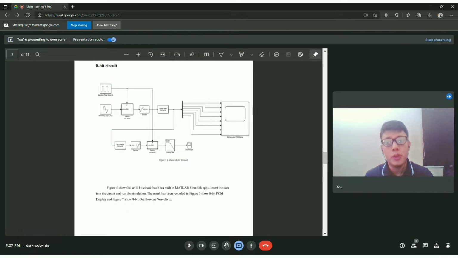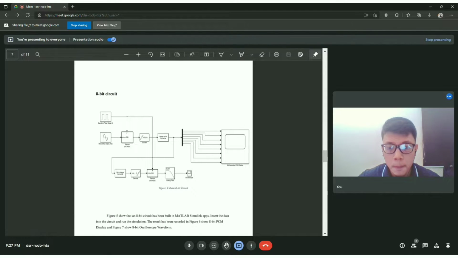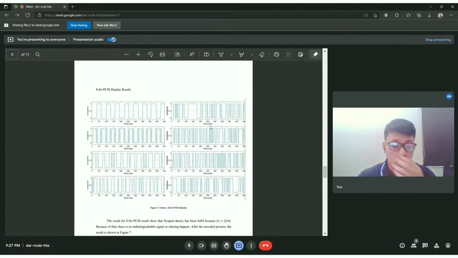For the next scenario, which is the 8-bit circuit, here is the circuit for the 8 bits. The only difference is in the PCM display, where I add 4 more because it is 8-bit. Other than that, there are no changes. This is the result of the digital signal after the encoding process. Yes, 8 signals because it is 8 bits. It is the same as before. There is no indistinguishable signal or aliasing because fs equals 2 fm.